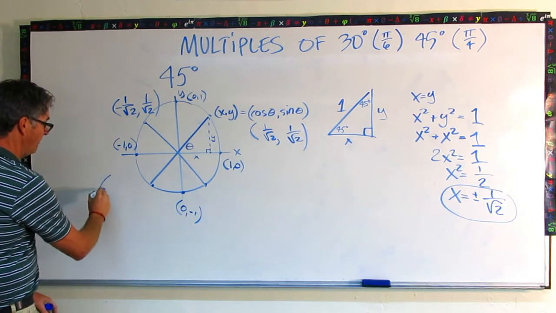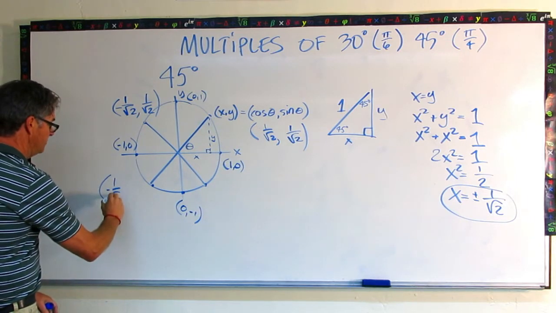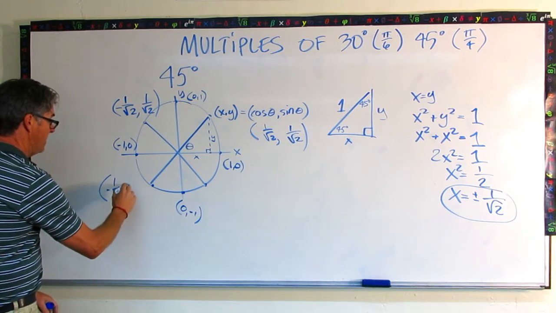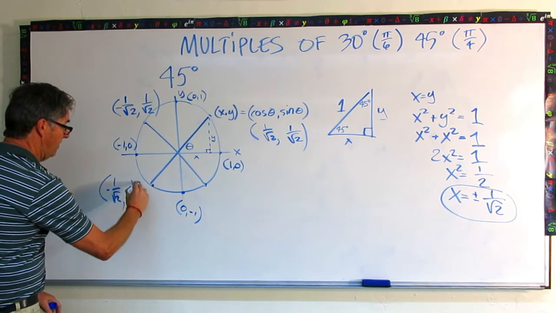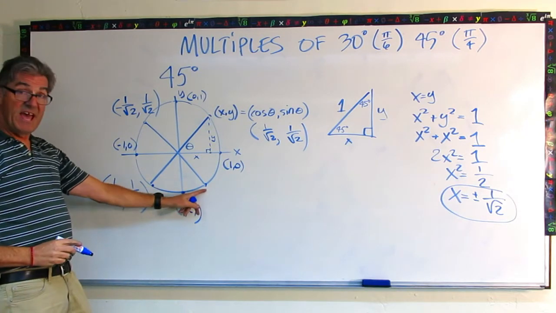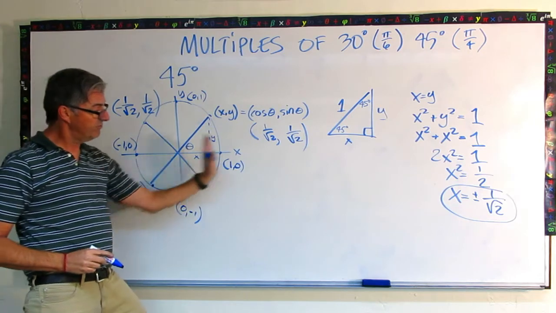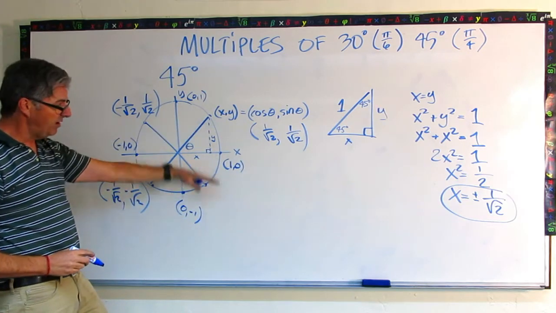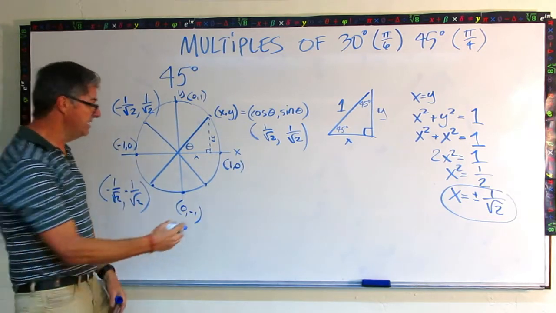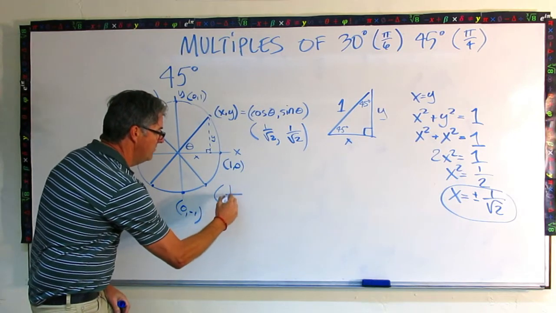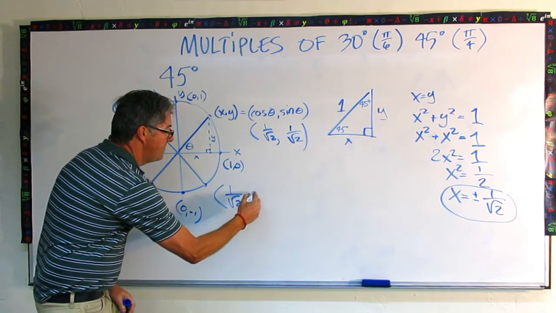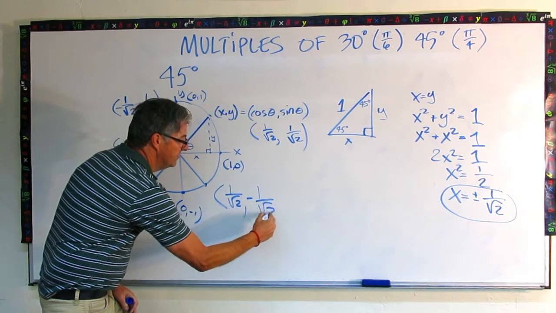This one, they're both negative. That's minus 1 over root 2, comma, minus 1 over root 2. And this one, the x is positive because it's still to the right of the y-axis, but it's below the x-axis, so the y value is negative. So this one is going to be 1 over root 2, comma, minus 1 over root 2.